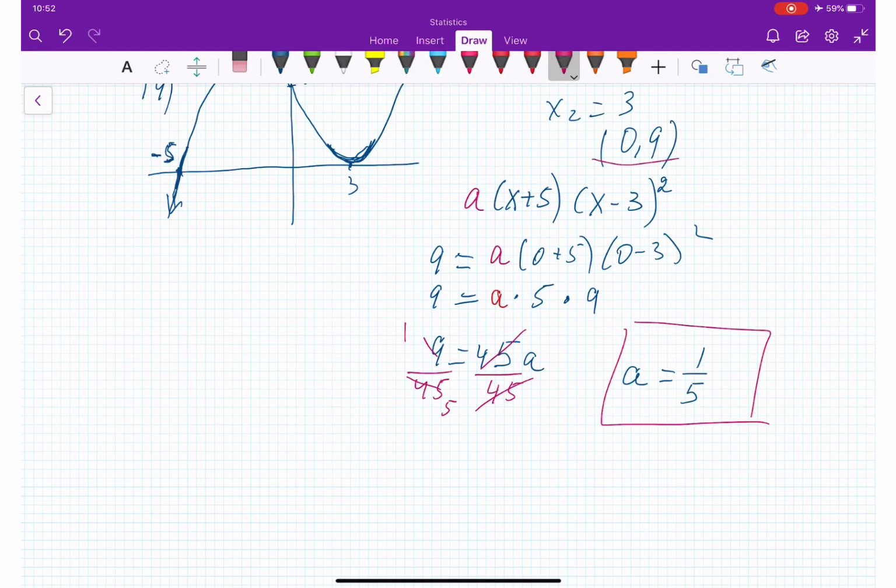A is equal to 1/5. Which means our polynomial looks like 1/5 times x plus 5 times x minus 3 squared.